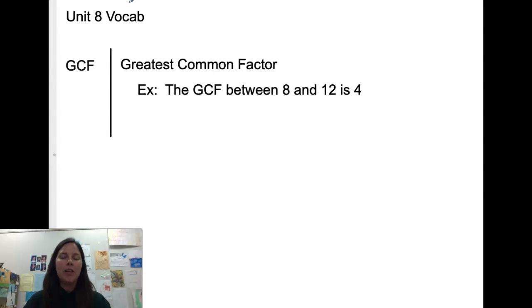An example of finding the greatest common factor is if you have the numbers 8 and 12 and you are looking for the largest number, that's greatest, that goes into both of them, that's the factor. Common is that they share, and that would be 4. The largest number that goes into 8 and 12 is 4, so that's the GCF.